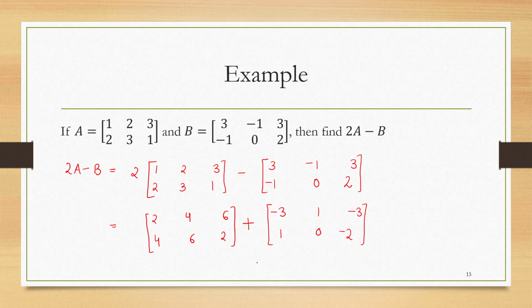And the second row, it's 4 plus 1, 5, 6 plus 0, 6, 2 minus 2, 0. So 5, 6, 0.